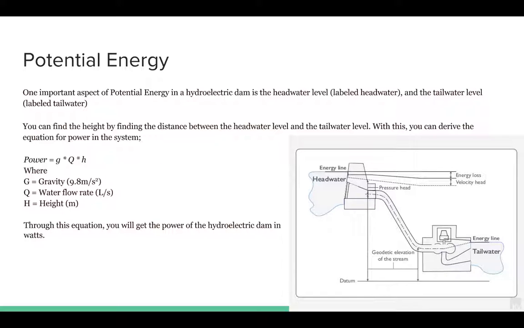You can find the height by finding the distance between these two levels. With this, you can derive the equation for power in the system, which is power equals gravity times the water flow rate times the height. Through this equation, you get the power of the hydroelectric dam in watts, and it's the potential energy of the system.